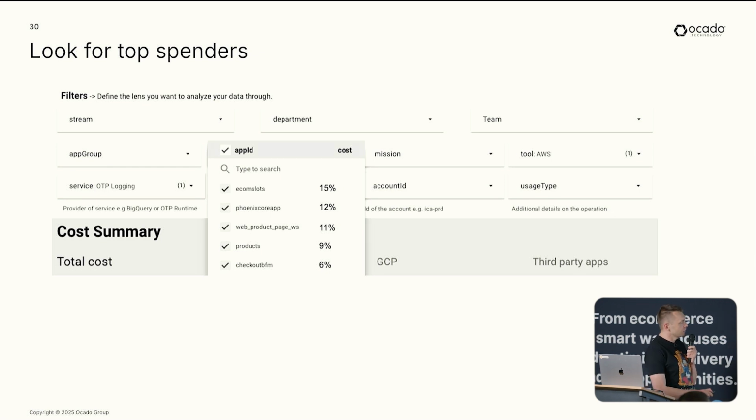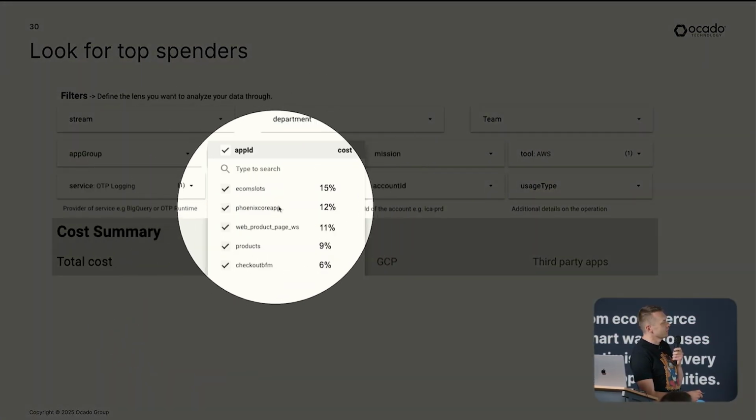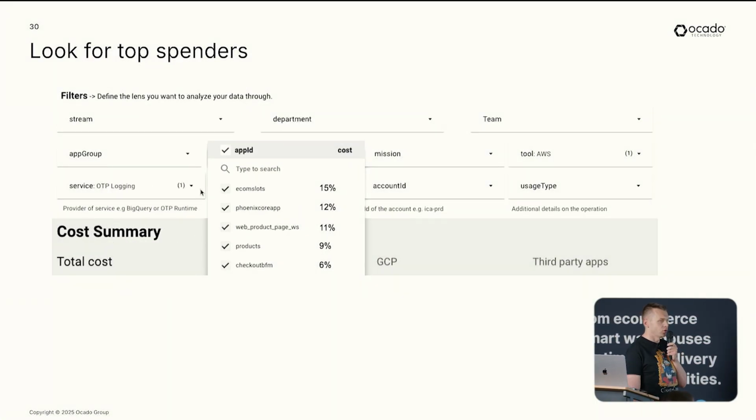Now, is that 15% for e-com slots actually a lot or not? I would say it's hard to tell, because those guys might have a very good reason for logging so much. Maybe they have a lot of traffic, an important mission. So what you should definitely avoid is going to those product teams and starting by being judgmental. That won't work well.